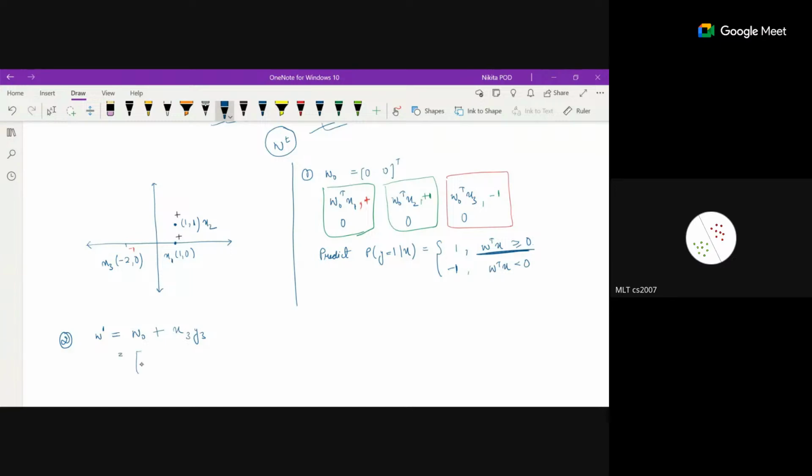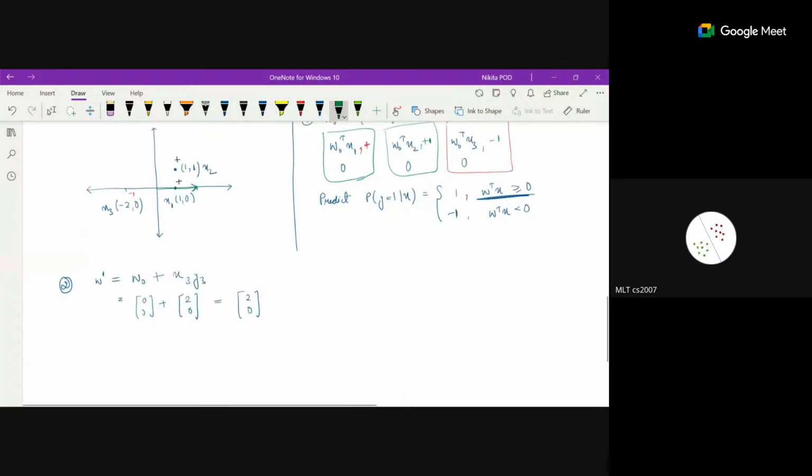Now what is W naught? It is just 0, 0. What is my x3? x3 is -2, 0. And what is y3? y3 is -1. So this is just going to be +2. So I'm going to get 2, 0. So now my W1 is coming out to be 2, 0.